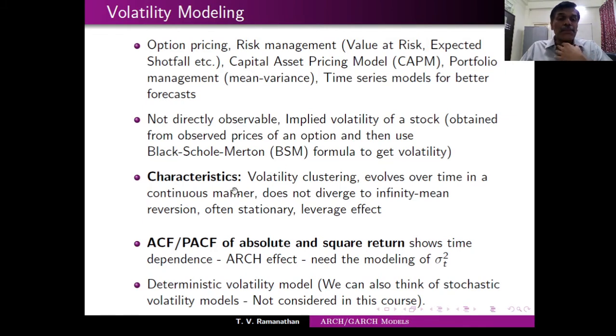Now, the basic properties of these are volatility clustering, which evolves over time in a continuous manner. That means once you have volatility, it continues to be volatile. That is what clustering means. It does not diverge to infinity. That doesn't mean it keeps going up and down with a possibility of going to infinity. It will not happen because it has a mean reversion property. It comes back to normalcy. So it won't go to infinity, and often this is basically a stationary kind of series.